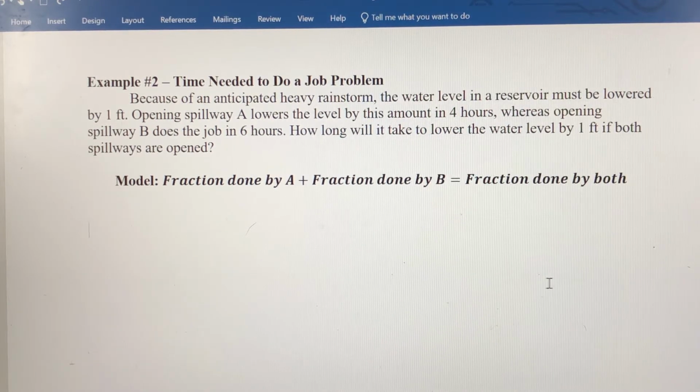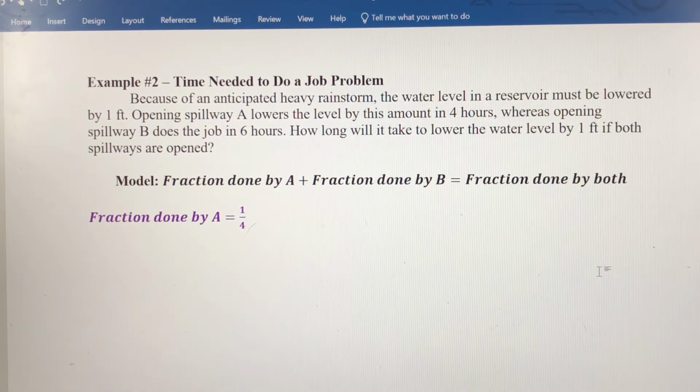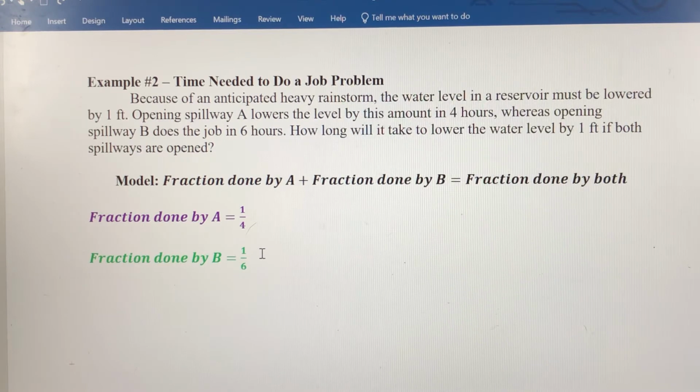So for spillway A, okay, the fraction done by A in 1 hour, well, if it takes spillway A 4 hours to lower the water level by 1 foot, then in 1 hour, it would accomplish a quarter of that, okay? So 1 out of 4. The fraction done by B, well, spillway B does the entire job in 6 hours. So in 1 hour, spillway B would accomplish 1/6 of the job, okay? If you want to, you can kind of think in terms of percentages, all right? In 1 hour, spillway A would do 25% of the job, okay? Because 1/4 is 0.25 or 25%. B, in that first hour, would accomplish exactly 16 2/3 percent of the job, okay? Because 1/6 is 0.16, and then the 6 repeats forever. So it's 16 2/3%, okay?